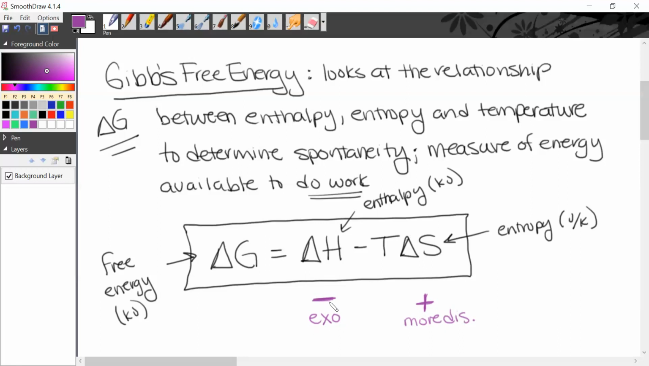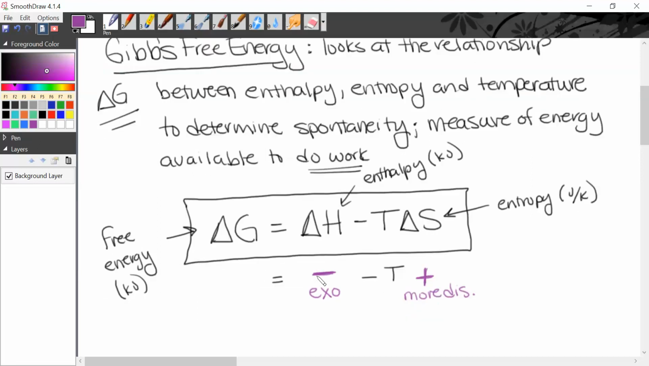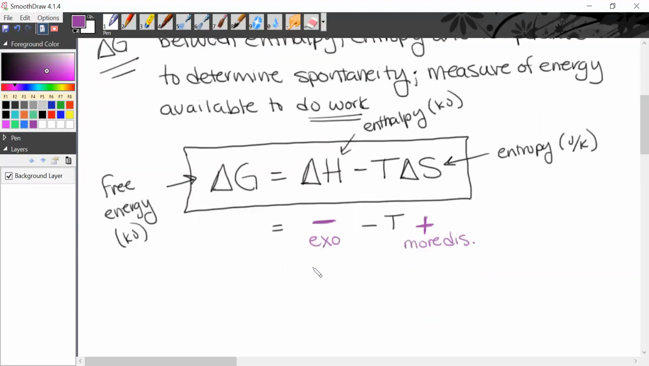If I have a negative here and I'm subtracting a positive, right? Let's just look at the math here. I'm subtracting temperature times a positive value. What am I going to get for a delta G? Is my delta G going to be positive or negative here? A negative minus a positive is always what? Negative, because this is the same thing as adding a negative, right? Do you see how this delta G is always going to be negative?